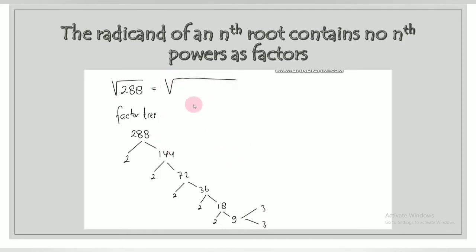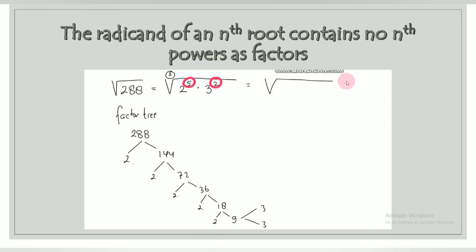Based on this factor tree, I have 2 to the fifth power multiplied by 3 squared. Because this is a square root, the root index is 2. So I have powers in my radicand with 5 and 2 as the exponents. Therefore, they are greater than the root index. It's still not the simplest form. I have to simplify it.